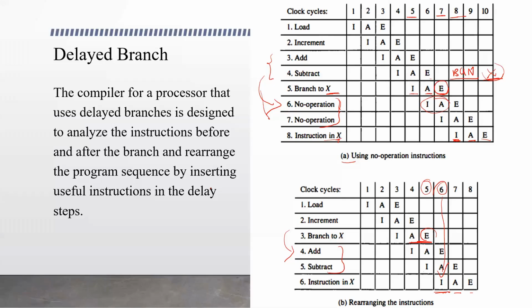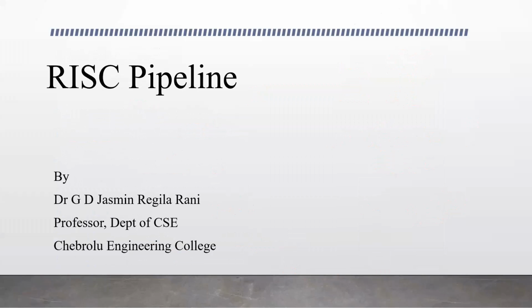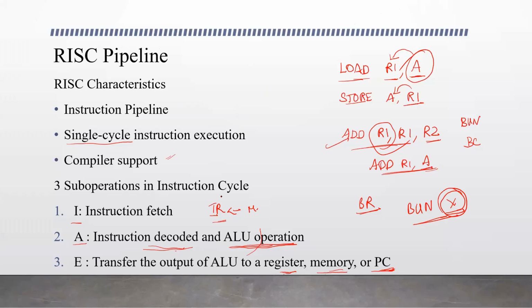This is about the RISC pipeline, how pipelining can be implemented in RISC processors, the computers that use RISC processors. RISC is reduced instruction set computers. Here the instructions are restricted to a certain format, and the instructions are very simple. So the instructions can be broken down into smaller sub-operations and can be executed in a single clock cycle.